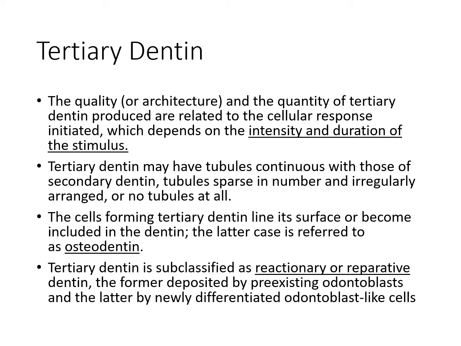So the tertiary dentine, the quantity and the architecture or the quality depends on what kind of stimulus the pulp has received, and therefore intensity and duration of the stimulus decides what kind of tertiary dentine would be formed in terms of its quality and quantity. These tertiary dentine may have tubules continuous with those of secondary dentine, and these tubules are sparse in number and irregularly arranged, or they may not have any tubules at all. And we will see how these tertiary dentine originate.